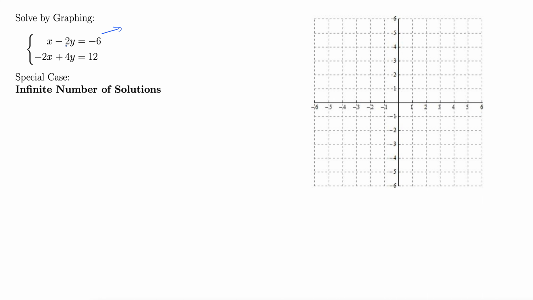So let's see, I'm going to solve this for y, so I'm going to subtract x from both sides. Negative 2y equals negative x minus 6. And then we divide everything by negative 2 to get y equals 1/2 x plus 3. Okay, so 1/2 is our slope. Our y-intercept is 3, so we can graph that.